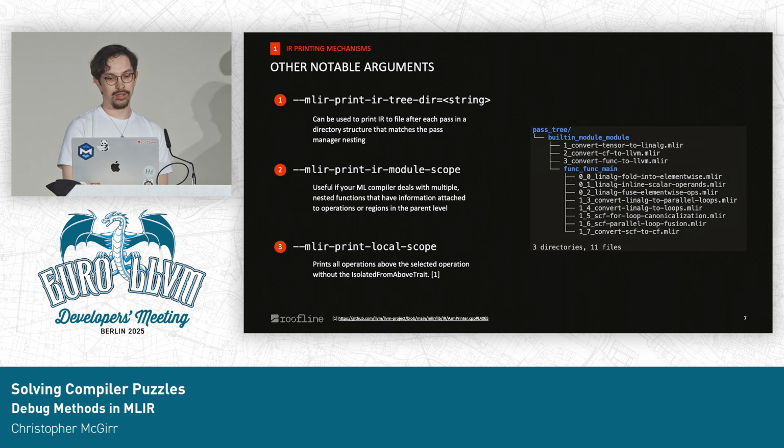Things like this. Another useful argument is print IR module scope, which essentially, if you have a pass that operates on a function and you have potentially attributes attached to the module that you need to look at to help debug the pass on the function, you can use this to print the whole module scope. If that is a bit too verbose and you have a function op nested within another function op, let's say, or another module, and you have multiple modules in a file, you can use MLIR print local scope, which essentially prints up to the first op that does have the isolated from above trait.